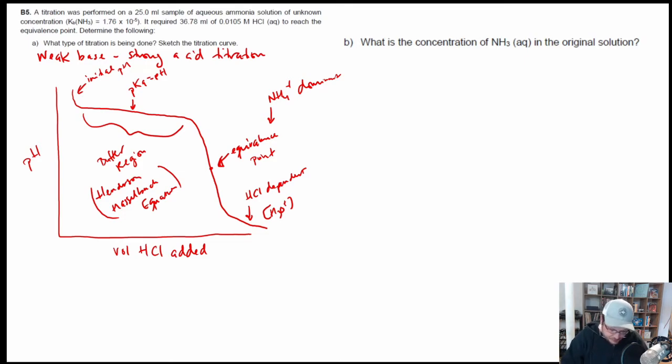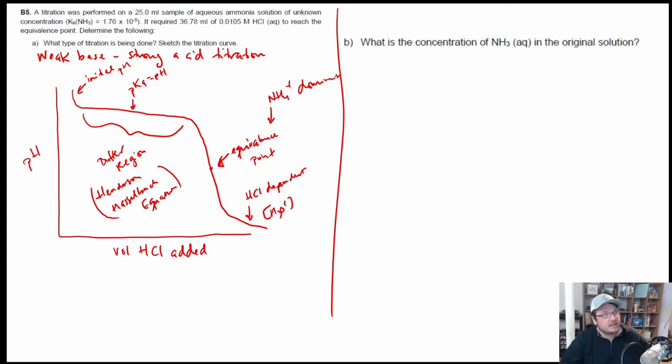So, cool. Now part B is: what is the concentration of ammonia in the original solution? We know that it took 36.78 milliliters of a 0.0105 molar HCl solution to reach the equivalence point. The equivalence point is when the number of moles of the titrant is equal to the number of moles of the starting material. The concentrations are going to be different because the volume is constantly changing, but that's the definition of the equivalence point: they're going to be 1-to-1 in those scenarios.